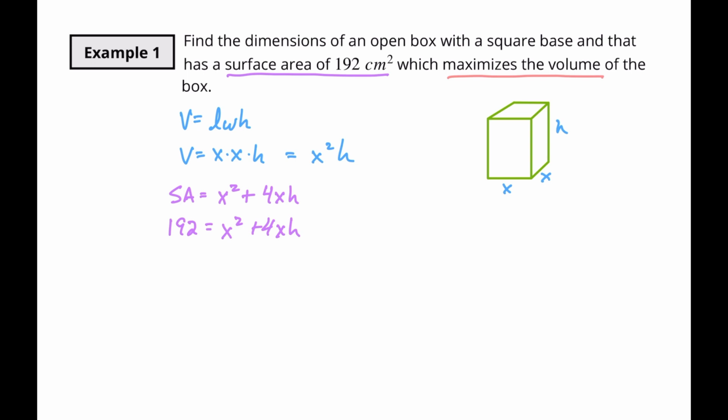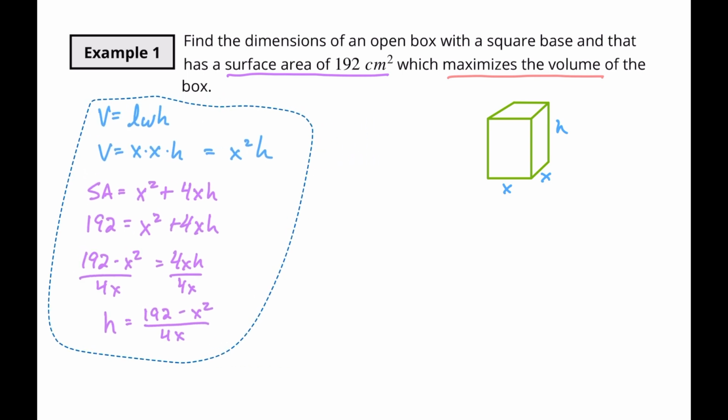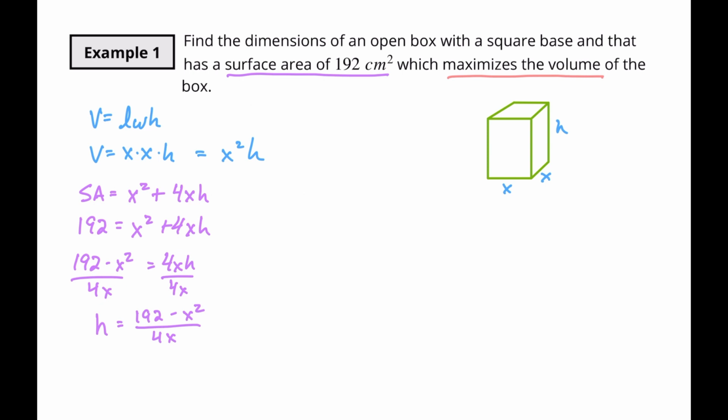We're going to have 192 minus x squared equals 4xh. When we divide both sides by 4x, we get h equals 192 minus x squared over 4x. Let's slide this over. That means I can then take this and put it up into my equation here. So now my quantity A, the thing that I'm trying to maximize, is our volume, and the volume is going to equal x squared times 192 minus x squared all over 4x.